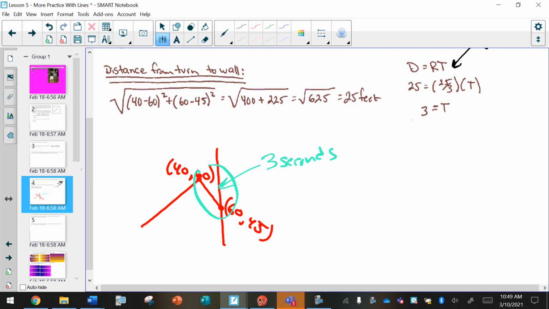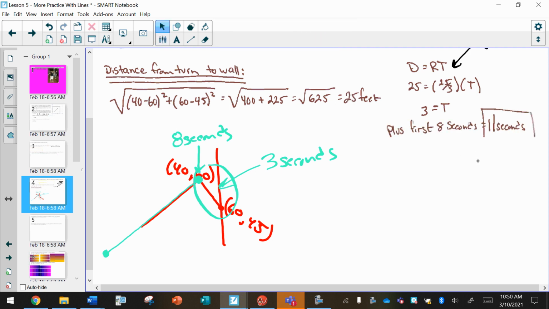We know this position point of (40, 60) was after the first 8 seconds from its starting position, because that's information that was given to us. 8 seconds after it started moving, it is at position point (40, 60). Then it turns 90 degrees and hits the wall. That was 3 more seconds. So that means our total time is going to be 11 seconds total. It's tricky because we have to add in the first 8 seconds to the 3 seconds after the turn.